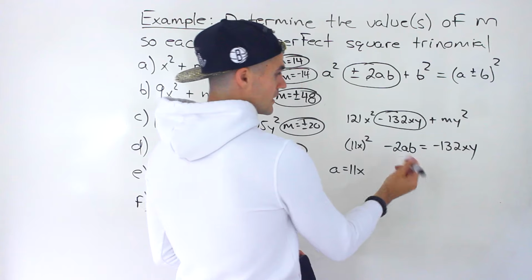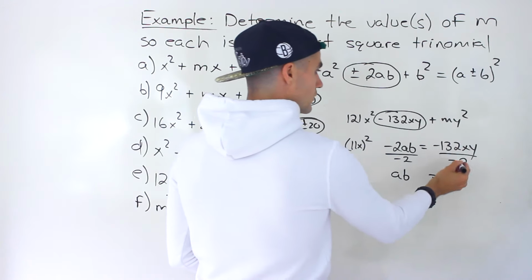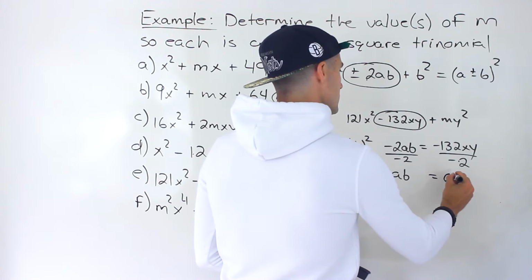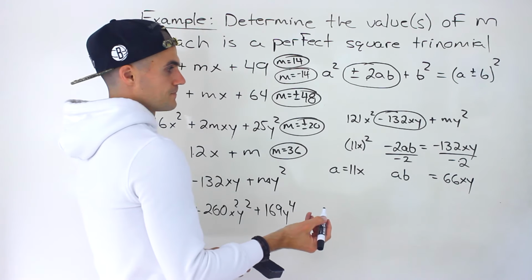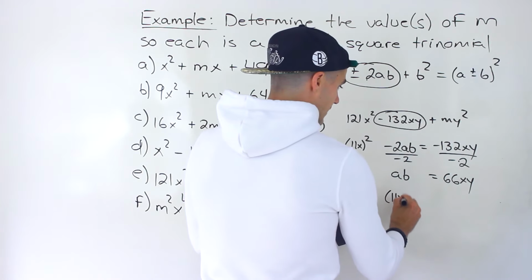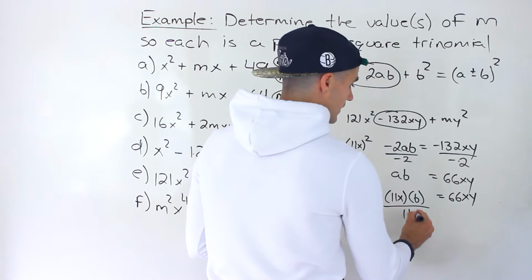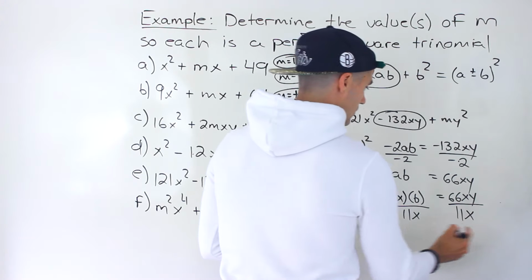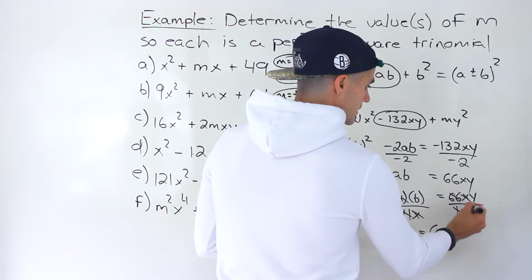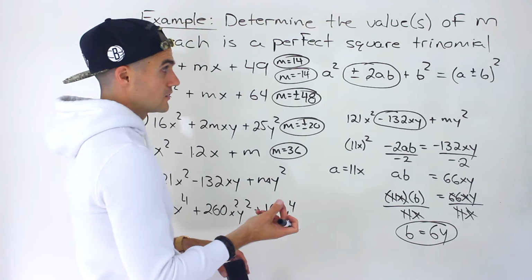And then we could just get rid of the negatives. What we could actually do is divide both sides by negative 2 right now. So ab has to equal negative 132 divided by negative 2, which would give us 66xy. And we know the a value is 11x, so we'll have 11x times b is equal to 66xy. Divide both sides by 11x because we're solving for the b value. So the b value would be 66 divided by 11, which gives us 6. The x's cancel out. We end up with 6y for the b value.